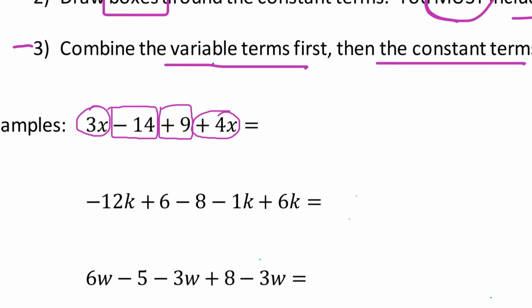Let me switch over to blue. 3x, and then see the plus 4x. That's how I know whether to add or subtract. Well, 3 plus 4 is 7. So 3x's plus 4x's is going to be 7x's.